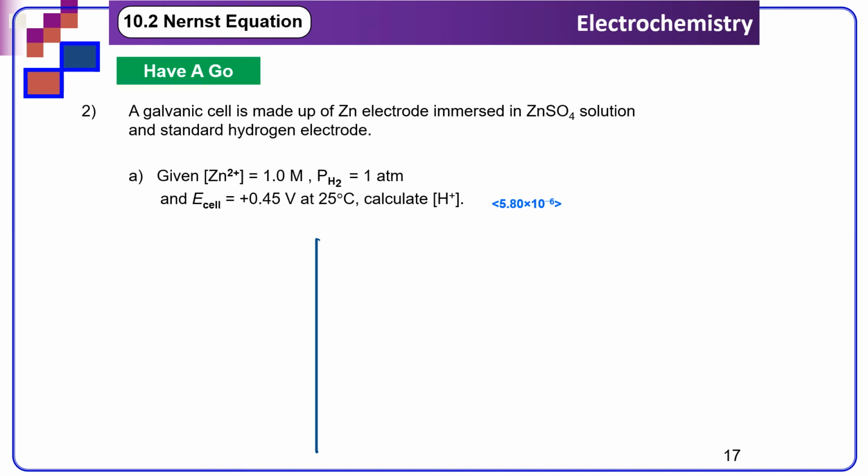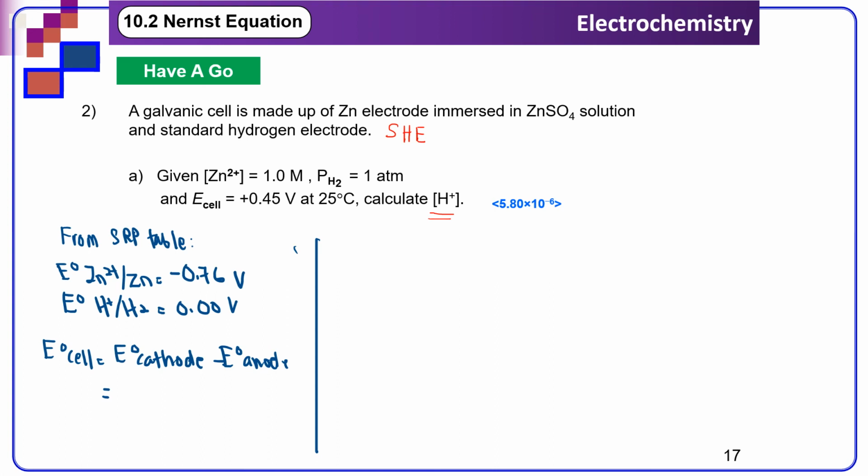Okay, next, exercise number 2. A galvanic cell is made up of a zinc electrode immersed in zinc sulfate solution and a standard hydrogen electrode, or we know it as SHE. Given the concentration of zinc 2 plus is 1 molar and the pressure for hydrogen is 1 atm. E cell is positive 0.45 volt at 25 degrees Celsius. Calculate the concentration of H plus. So here we need to know which one will act as cathode and which one will act as anode.